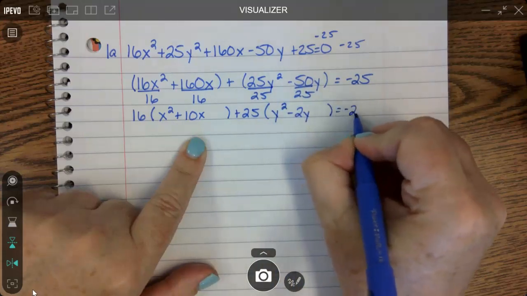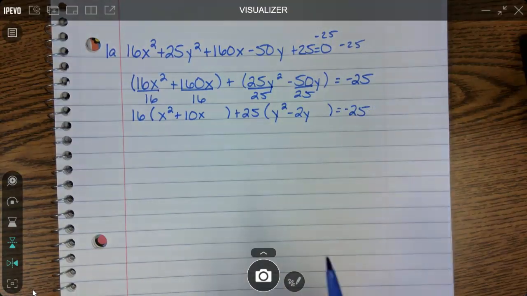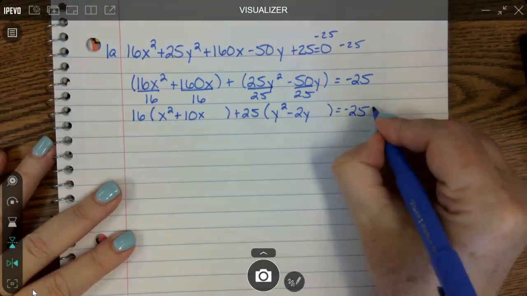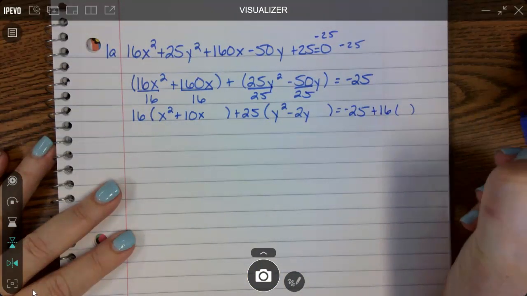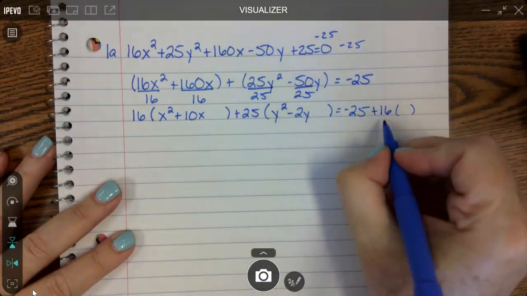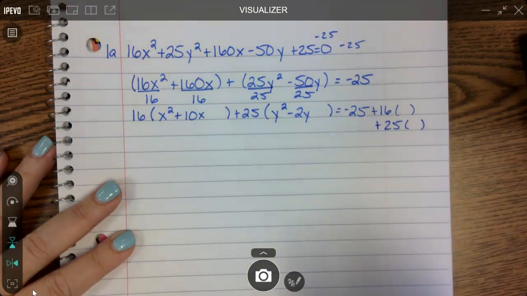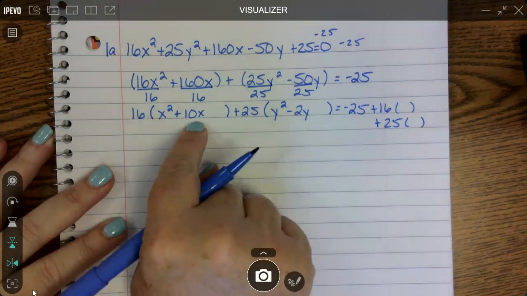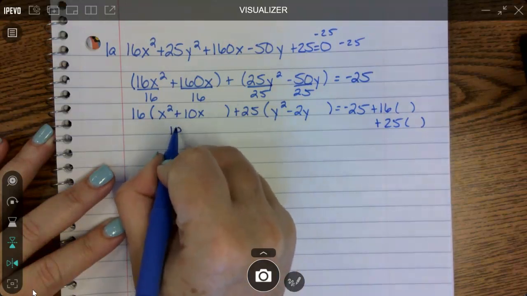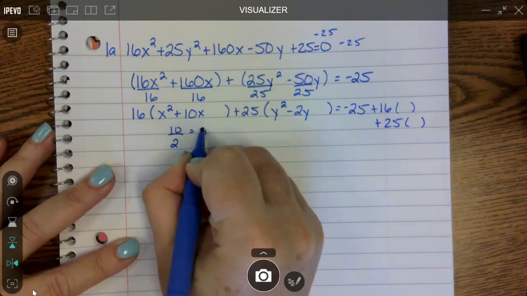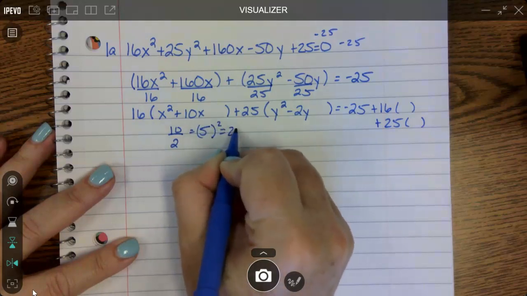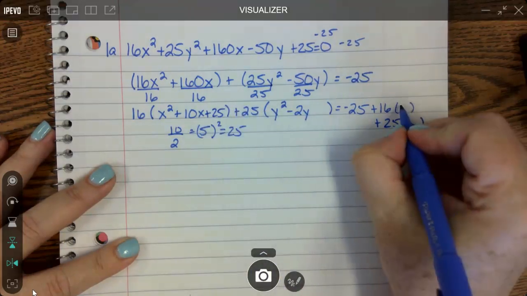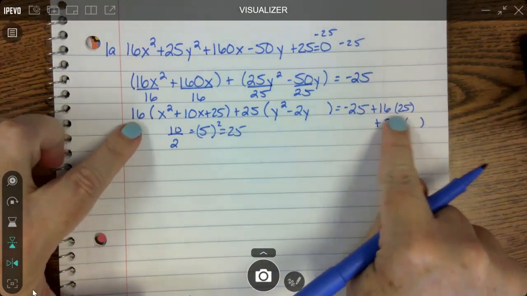Now, you see how we have a 16 in a parentheses? We need a 16 in a parentheses over here. Same with the 25. Okay. So far, so good. So what we're going to do here is take this 10, divide it by 2, we get 5. We're going to square it and we get 25. So we're going to add 25 to the first parentheses on both sides, the one with the 16.